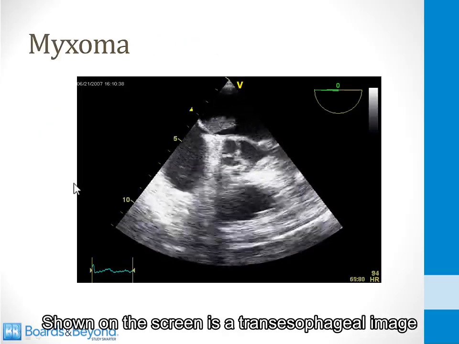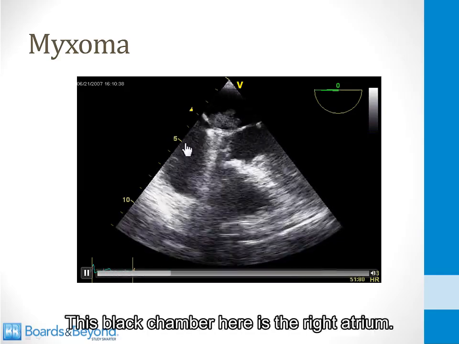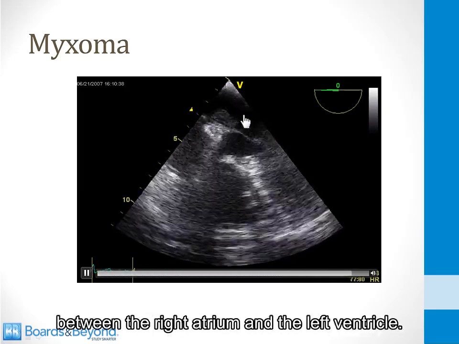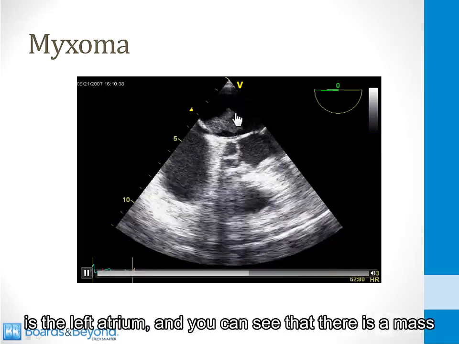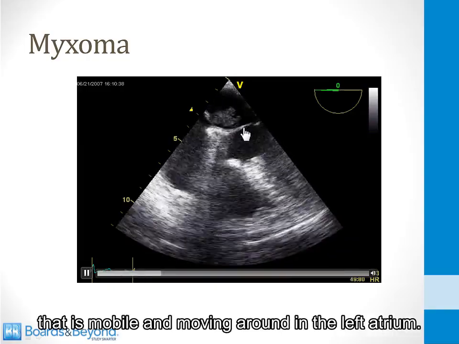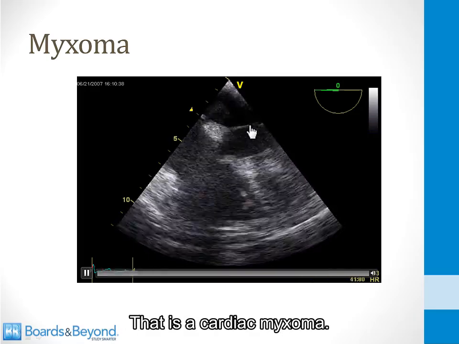Shown on the screen is a transesophageal image of a cardiac myxoma. This black chamber here is the right atrium. This line is the septum between the right atrium and the left ventricle. Right here, where I'm showing with my pointer, is the left atrium, and you can see that there is a mass that is attached to the interatrial septum that is mobile and moving around in the left atrium. That is a cardiac myxoma.